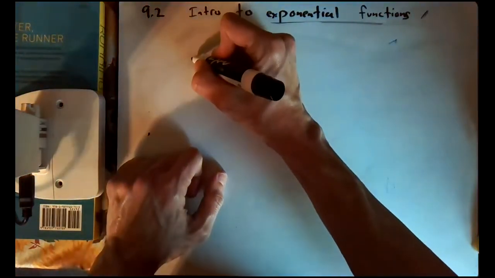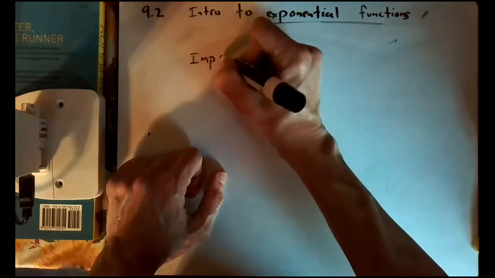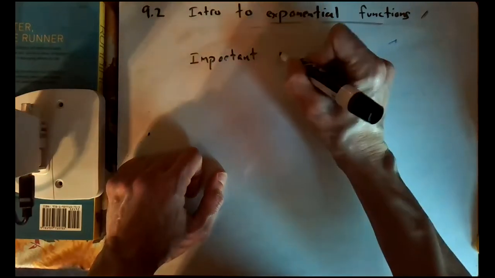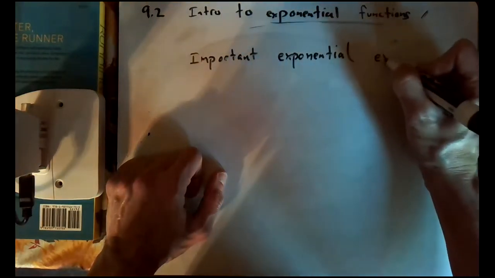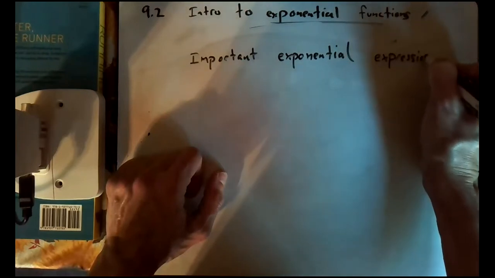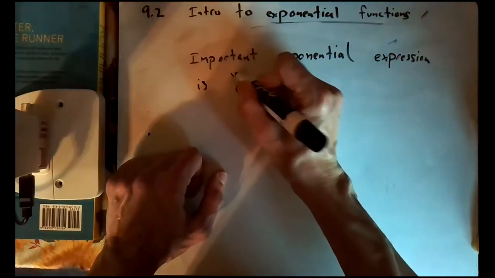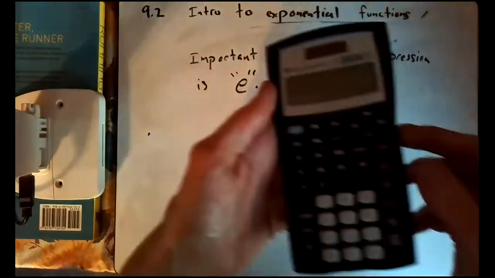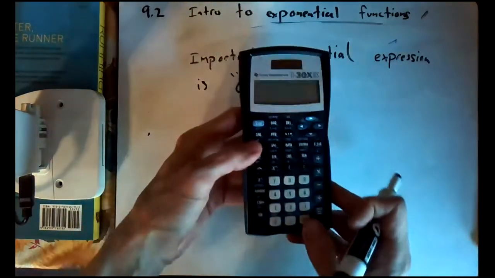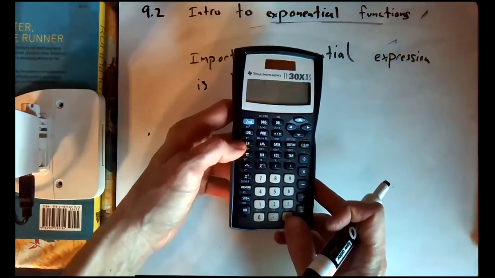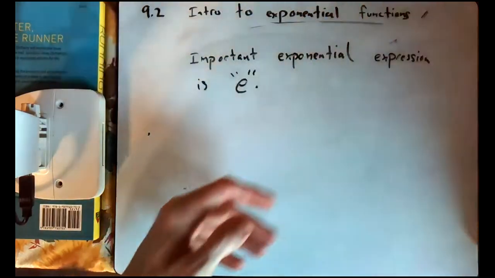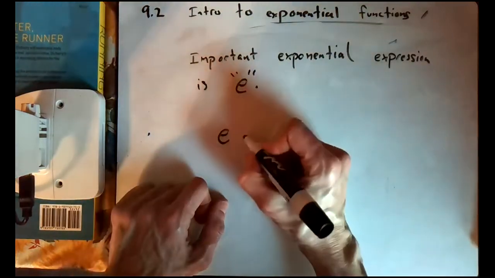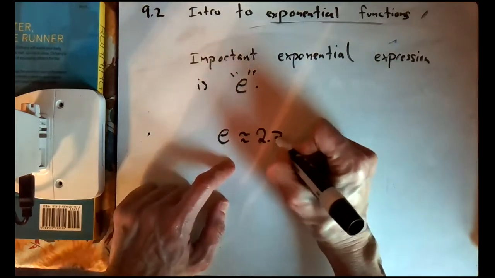And that word problem. So an important exponential expression is E. And if you notice, your calculator even has it. I don't know if you guys can see it. It says e to the x right there, just above the ln. So that actually does mean something. E is actually a number. E is approximately equal to 2.71.